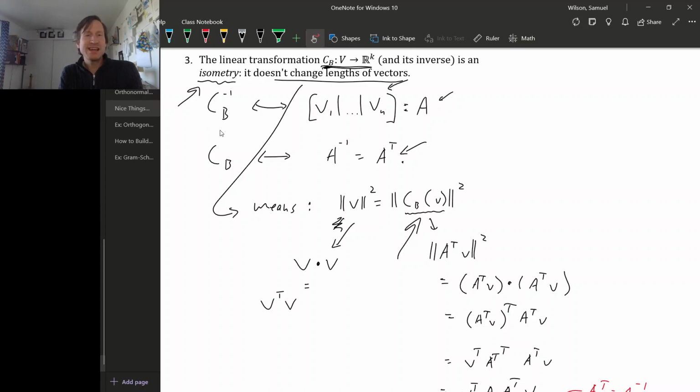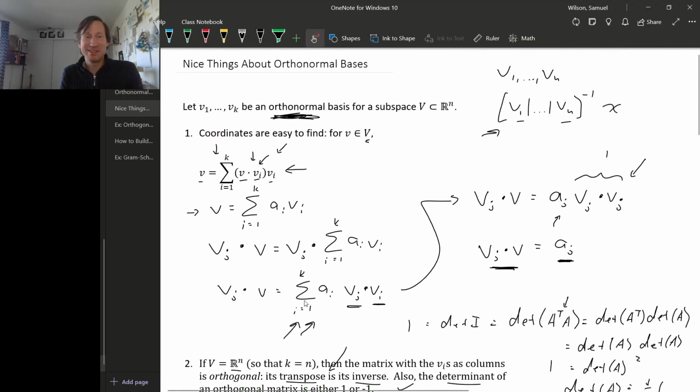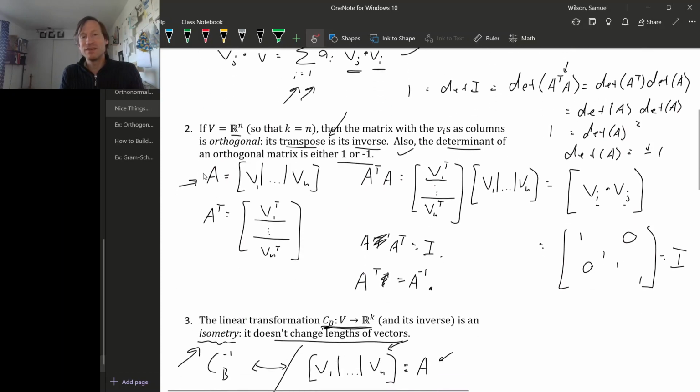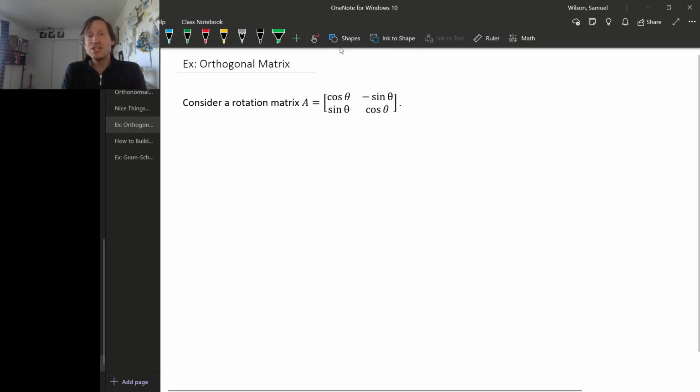So you can see that orthonormal bases have lots of nice properties. So really they're the best kind of basis. It's very easy to write coordinates in terms of orthonormal bases, and they also always give you orthogonal matrices and isometries for linear transformations. For an example of an orthogonal matrix, let's consider this rotation matrix.